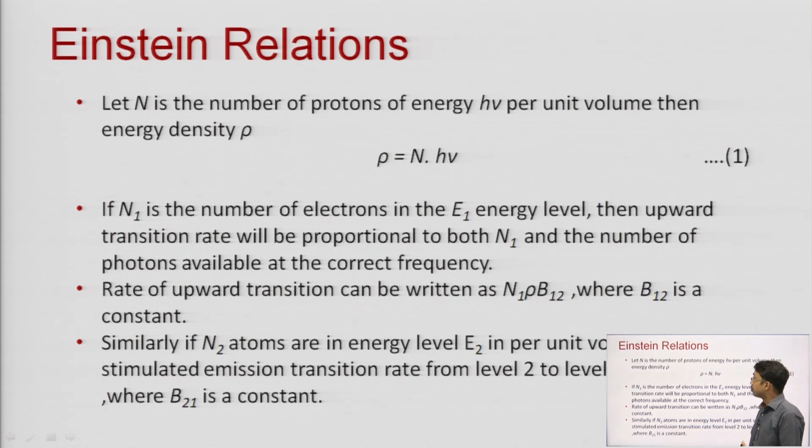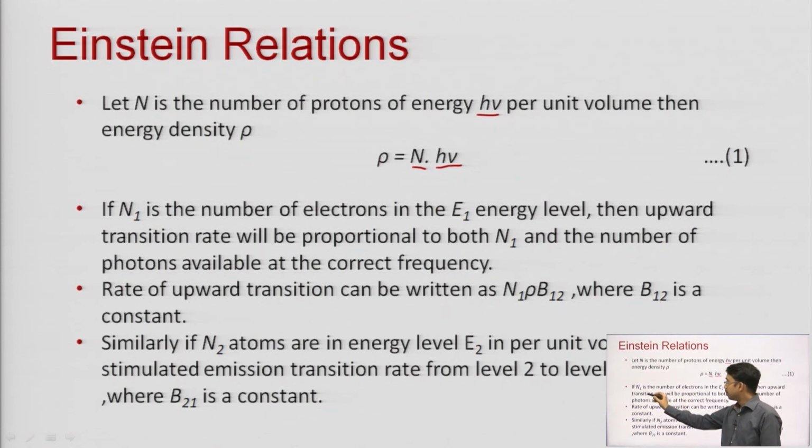Let us consider that n photons of energy h nu are incoming on a particular volume. So, let n be the number of photons of energy h nu per unit volume. Then what is the energy density? Number of photons per unit volume times the energy of a single photon. So, this is the energy density and we are denoting it with rho. So, rho is equal to n times h nu.